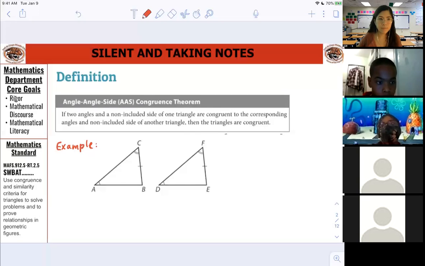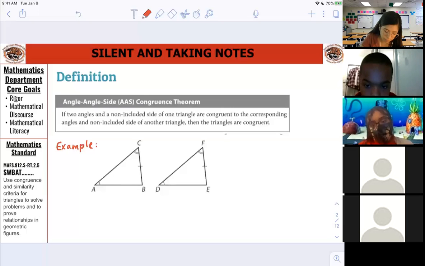All right. So Perla, what were you going to say? Why do you think that we can do AAS? Okay, so if we know that the two angles are congruent, we know that all the angles inside the triangle always add up to 180. So we know that the angles are going to be congruent. And then let's say in this example, we find out the measure of angle B or angle E. We can get the ASA. Exactly. You are on it, girl.